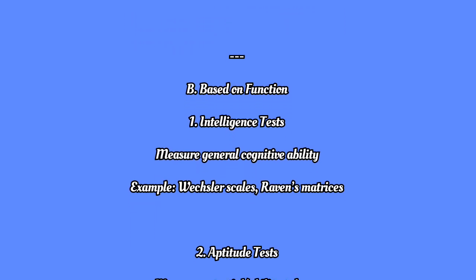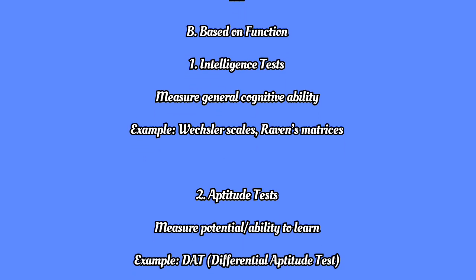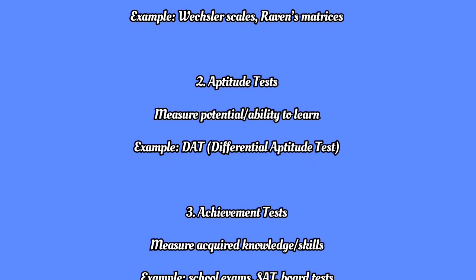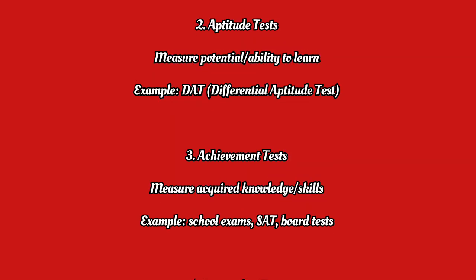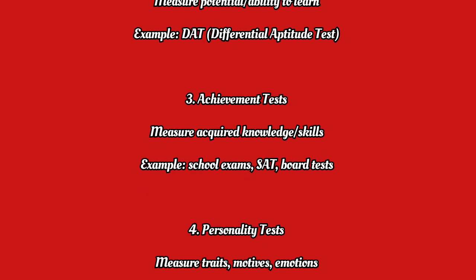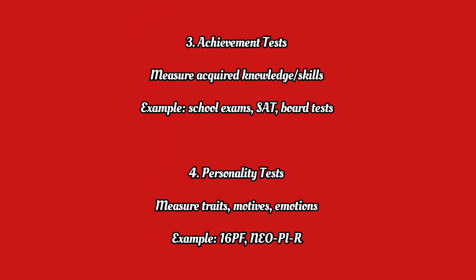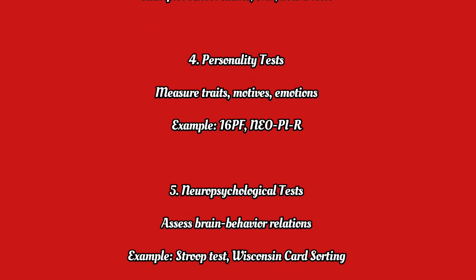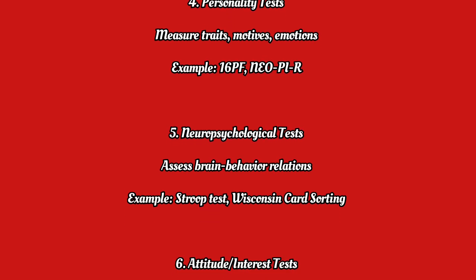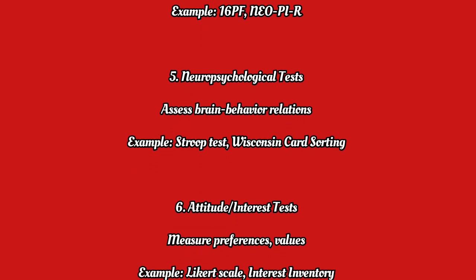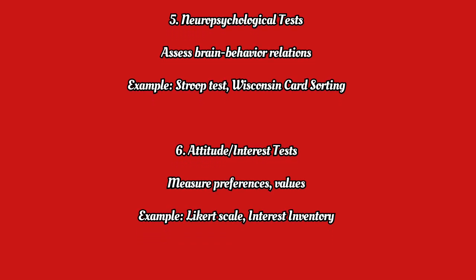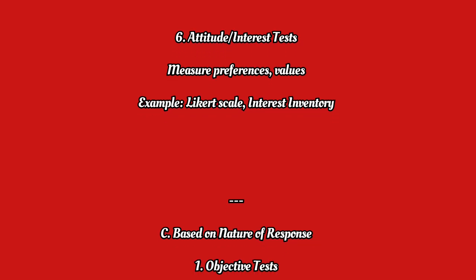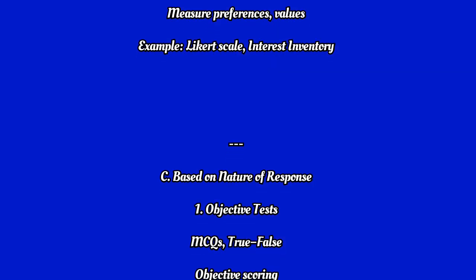Based on function. B. First is the intelligence test. Measures general cognitive ability. For example, Wechsler scales, Raven's matrices. Second is the aptitude test. Measures potential ability to learn. For example, DAT, the Differential Aptitude Test. Third is the achievement test. Measures acquired knowledge or skills. For example, school exams, SAT, board exams; these are achievement tests. Fourth is the personality test. Measures traits, motives, emotions. For example, 16 Personality Factors, NEO-PI-R. Fifth is the neuropsychological test, assessing brain-behavior relations. For example, Stroop test, Wisconsin Card Sorting. Sixth is the attitude or interest test. Measures preferences and values. For example, Likert scale, interest inventory.